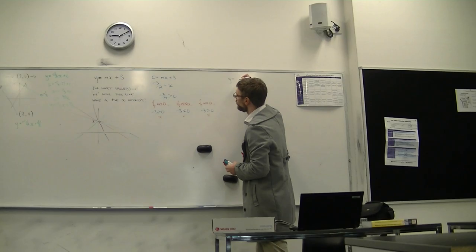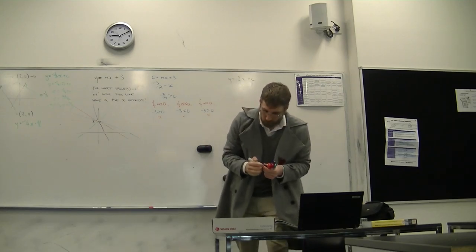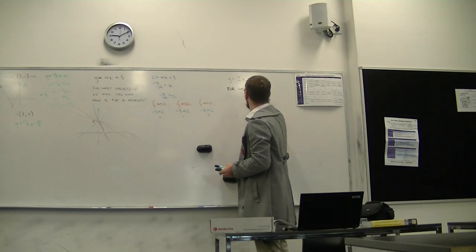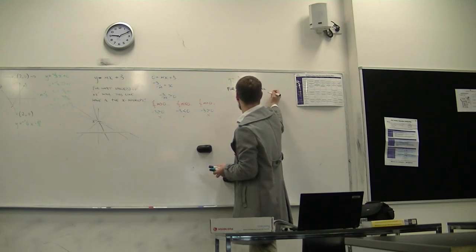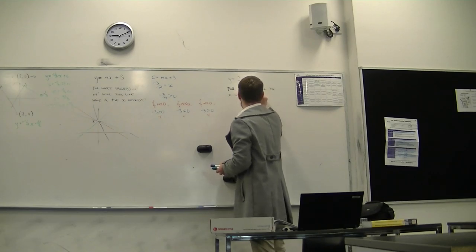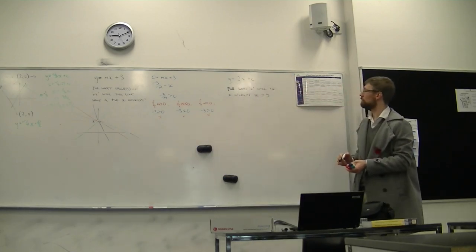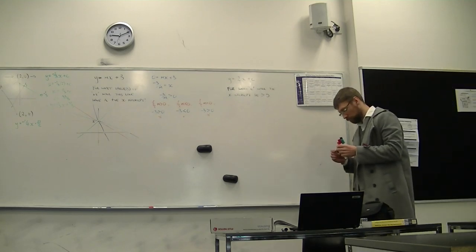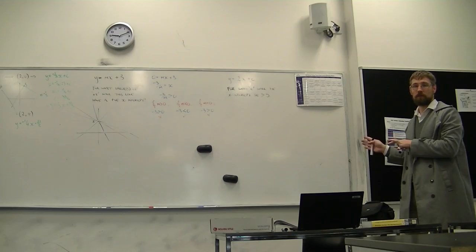Okay. Let's go to another. Let's say this time, y equals 2x plus c. For what c value will the x-intercept be greater than 5?